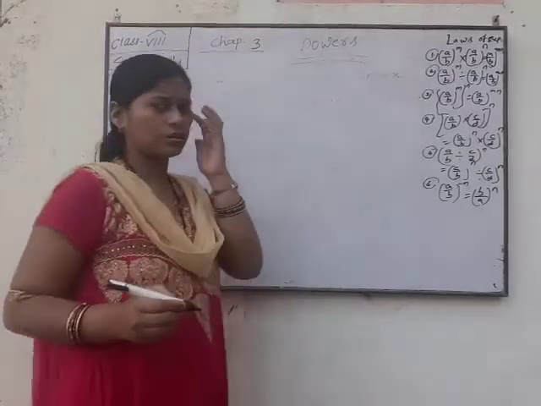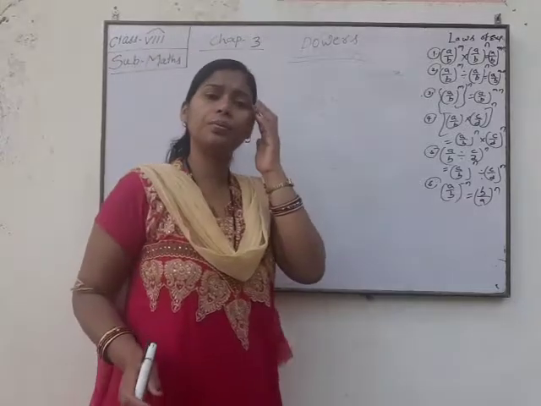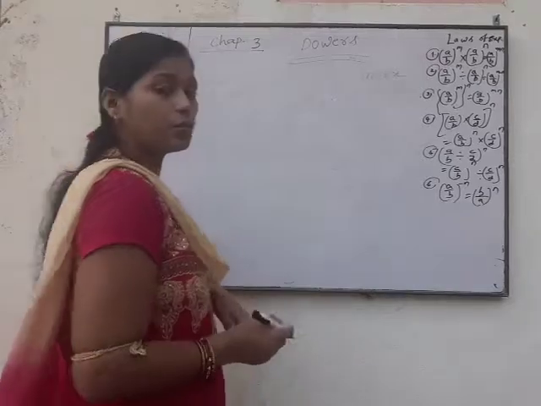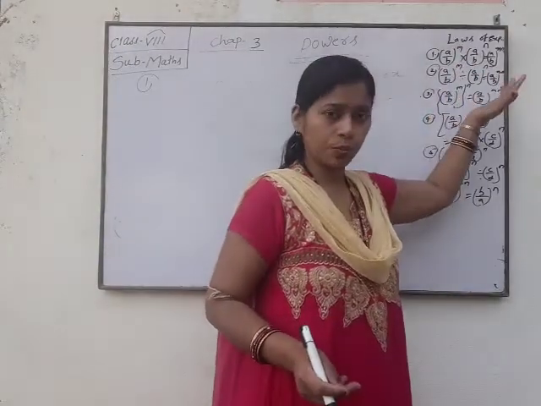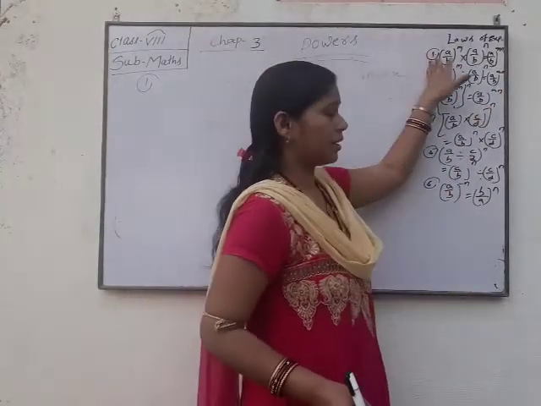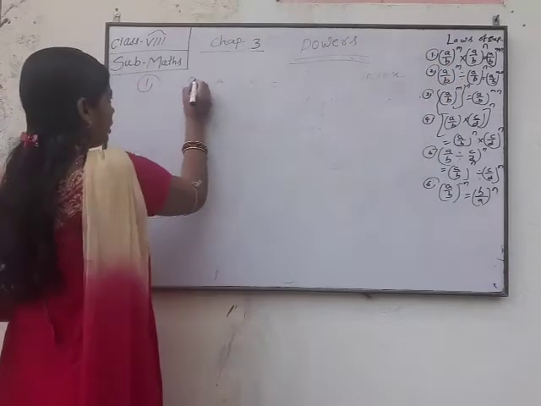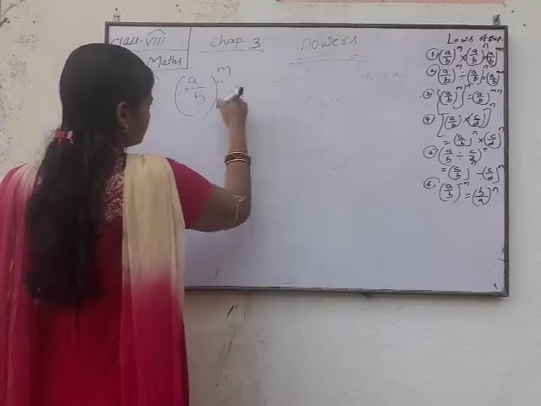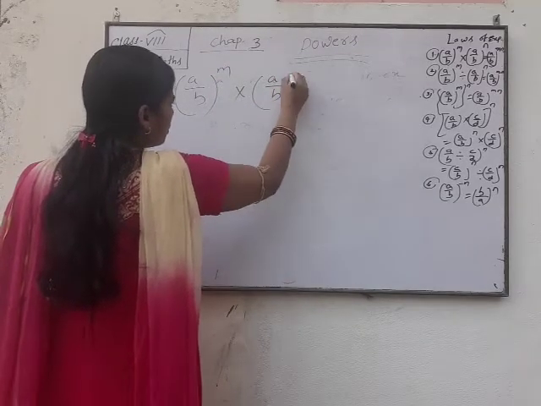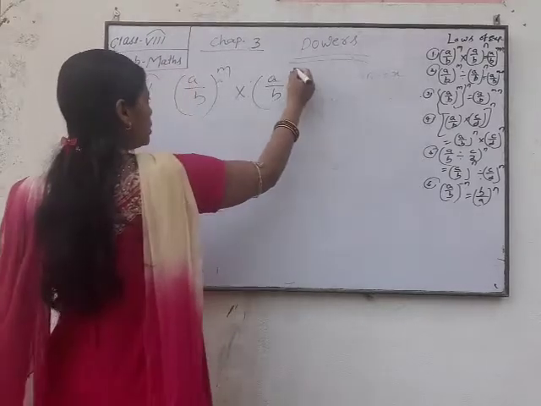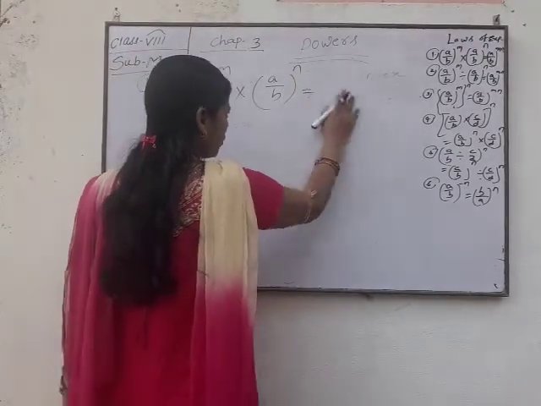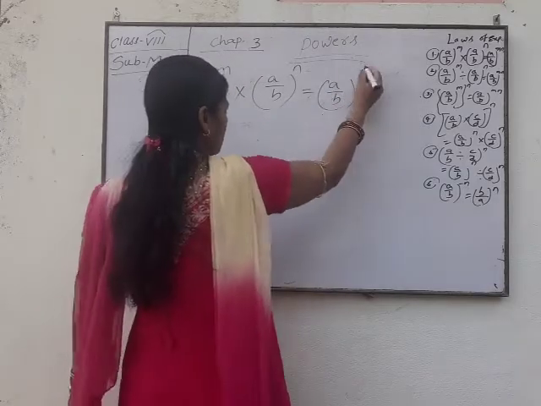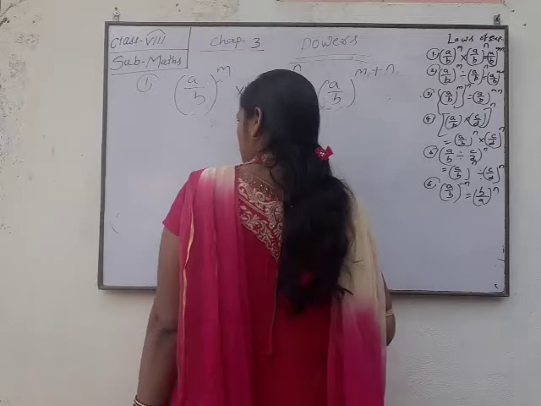Now let us discuss the laws of exponents, meaning the formulas of exponents. Your first formula is (a/b) to the power m into (a/b) to the power n is equal to (a/b) to the power m plus n.